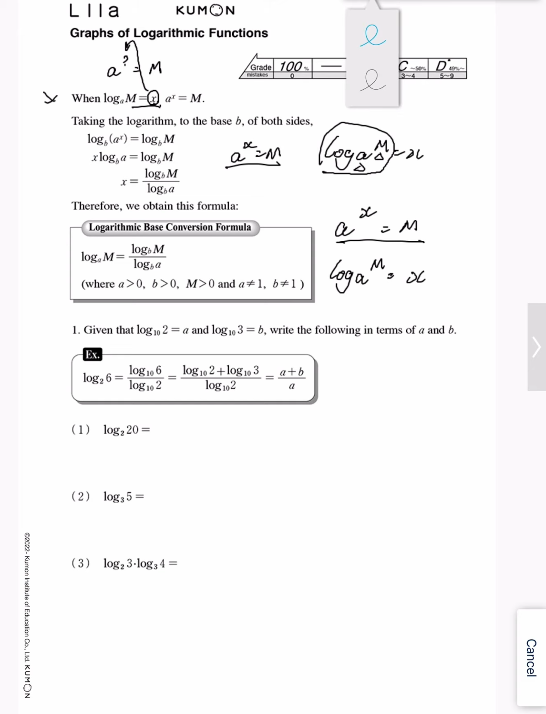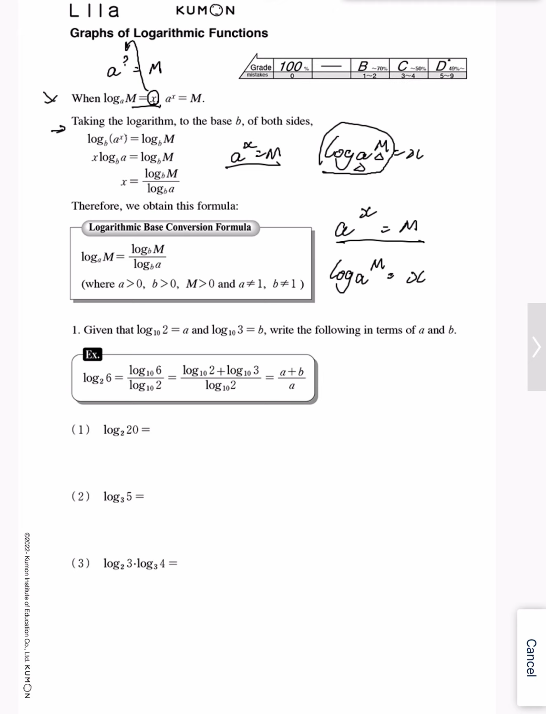Once we know that, let's dive a little bit deeper, taking the logarithm to the base of b of both sides. We know that a to the power of x is equal to m, right? So log base b of m should be equal to log base b of a to the power of x. Then, according to the rule, we can take the x outside as an exponent. So x times log base b of a is equal to log base b of m. That's pretty self-explanatory. Then we just divide by log base b of a on the right side. So that's how you can get x is equal to log base b of m over log base b of a.